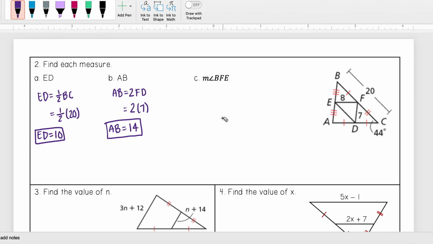Okay, go ahead and pause the video. I want you to try and figure out C. When you think you have it, go ahead and press play. So the answer you should have gotten was 44 degrees. I see that BFE and FCD are corresponding angles, and I know that corresponding angles are congruent, so this will be 44 degrees.